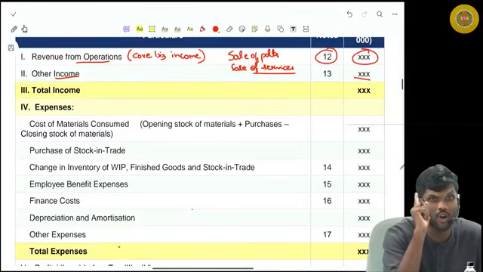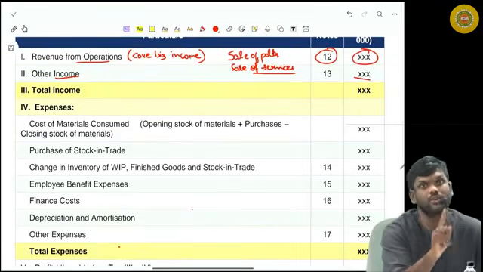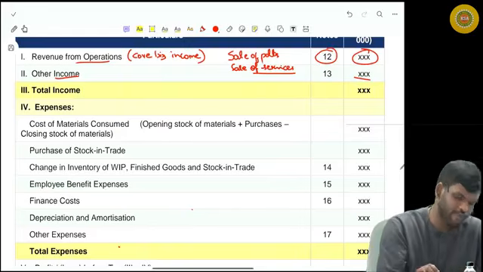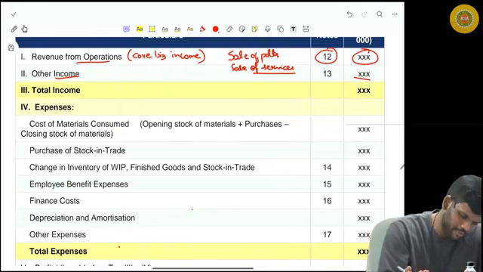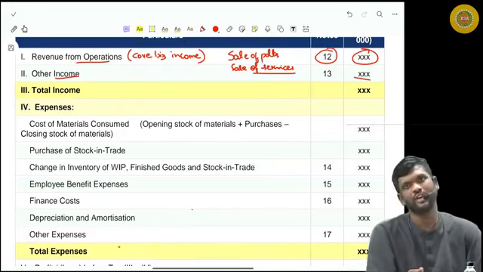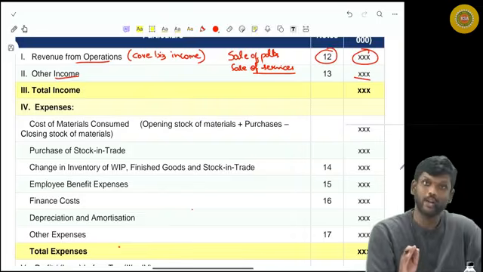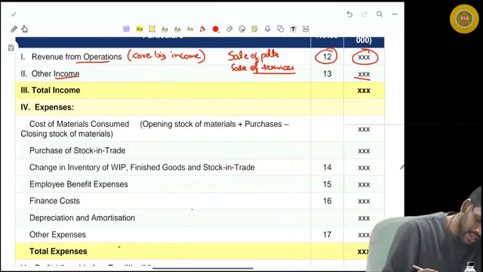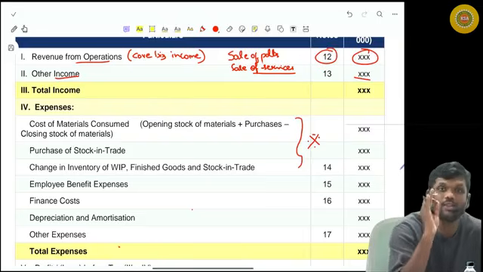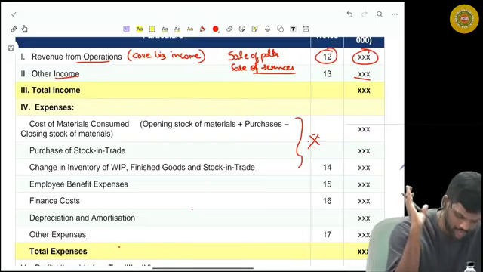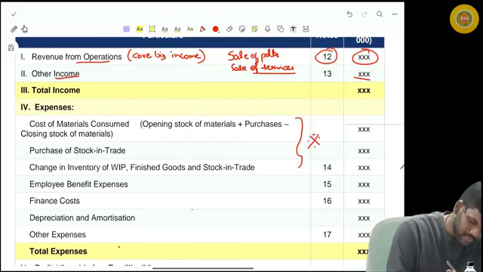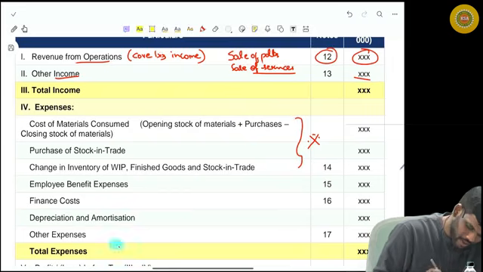Remember, only your core business operations or income should come under revenue from operations, which can be sale of products or sale of services. Now let's get into expenses, guys. In that, the first three are very important. You should conceptually understand what they are. Okay, now see, we all learned this in AS2.